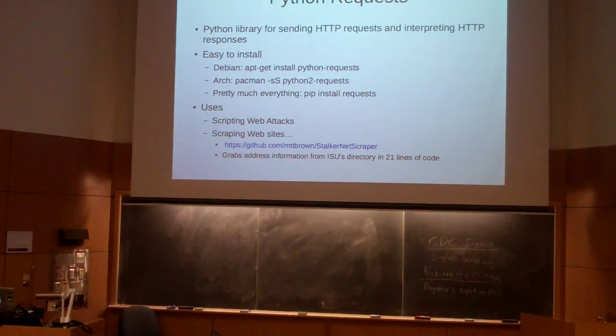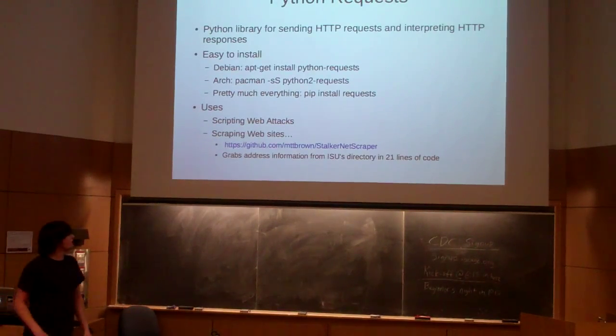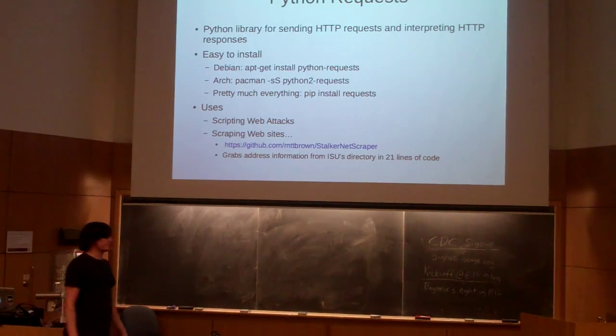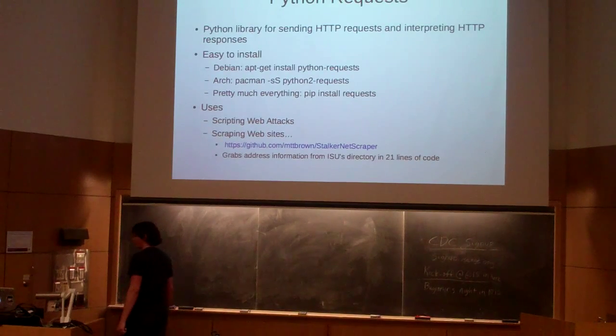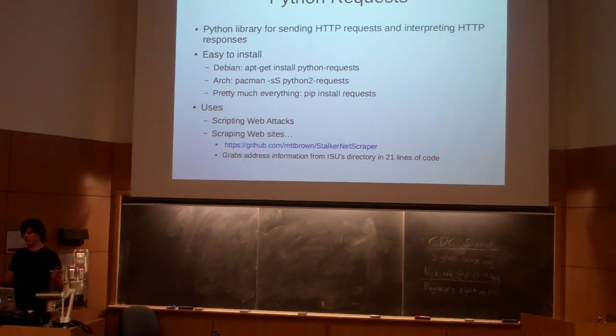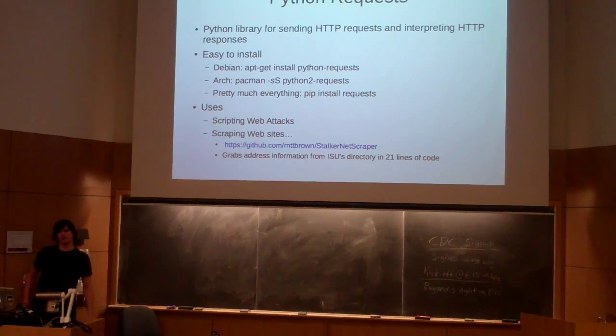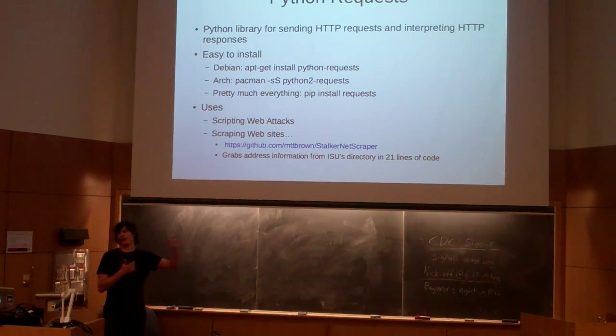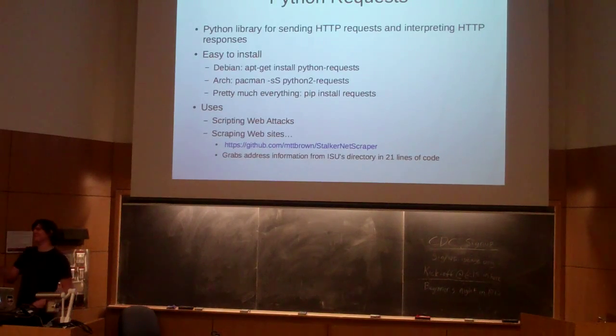So yeah, the Python requests library, it's an API, it's a library that lets you talk the HTTP protocol. It's on every operating system. So again, what we're talking about here is scripting web attacks. The other thing I've used it for, this little fun project, is scraping websites. So if you want to just automatically go out and pull data off websites, maybe to track down some rogue hacker who happens to be sitting in the audience.